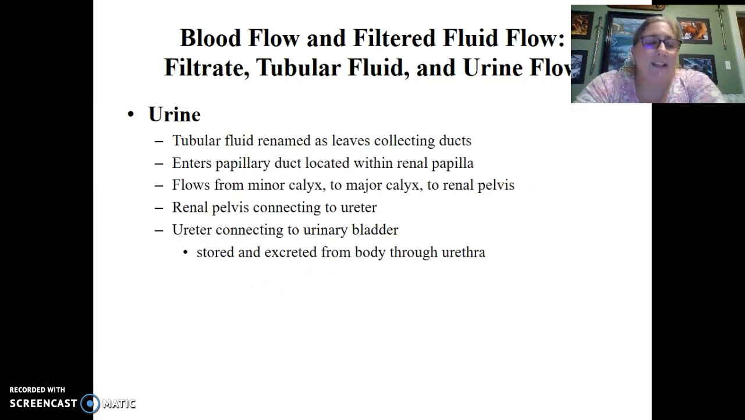Once the fluid leaves the collecting ducts, it's termed urine. And urine has mostly water, waste products, nitrogenous waste products like urea. There's going to be some hormones, some very small protein, amino acids, minor amounts of other small molecules that are going to leave our body.